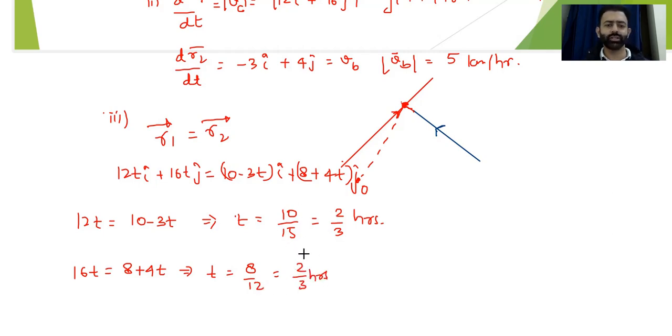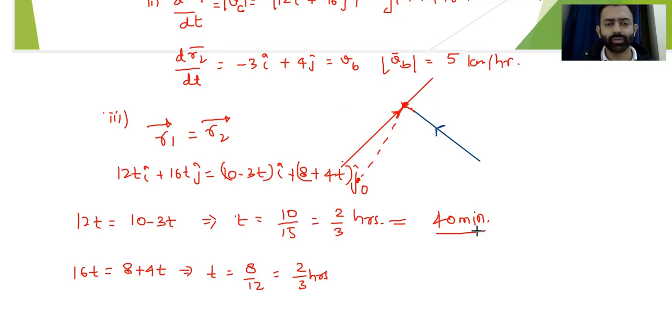So what you have noticed here is that by equating both the x component and y component, the time is coming out to be the same. That means they will collide, and when they collide, the position vector will remain the same. And at what time will they collide? It is 2 by 3 hours. If you convert this into minutes, it is 40 minutes. So what you have to write in the answer is that after 40 minutes, both the cargo vessel and the fishing boat will collide. And also you can find the position vector by putting t as 2 by 3.